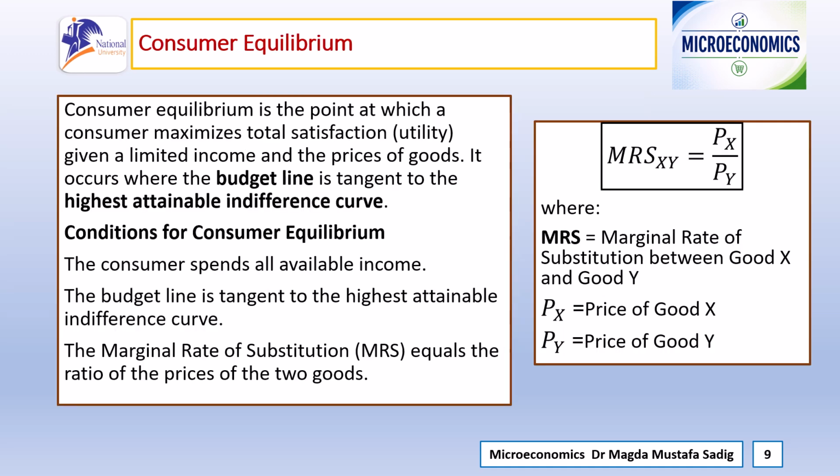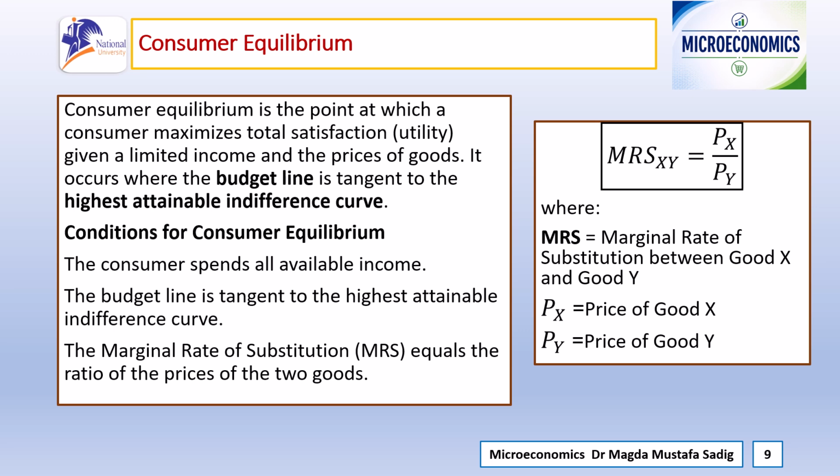Let us come to the very important concept, consumer equilibrium. Consumer equilibrium is a point where a consumer achieves the highest possible level of satisfaction given their income and market prices. Graphically, consumer equilibrium occurs where the budget line is tangent to the highest attainable indifference curve. At this point, the consumer cannot increase his satisfaction without increasing income.